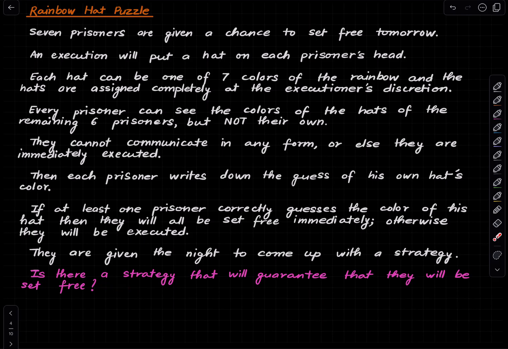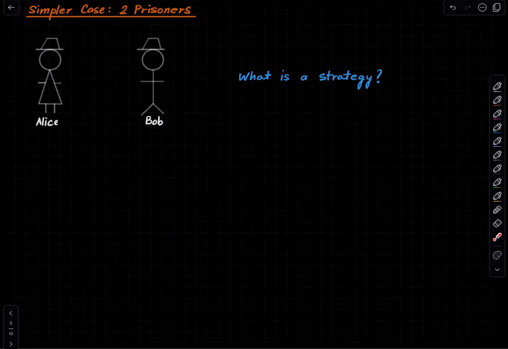And it may seem very strange. No prisoner is privy to their own hat color. Still, it is possible for at least one of them to guess their hat color correctly. It's very strange. But okay, so I encourage you to pause the video and try to solve this puzzle for yourself. It's a very interesting puzzle. Okay, and now let us move to the solution that I want to present. So the case of 7 prisoners is of course pretty complicated.